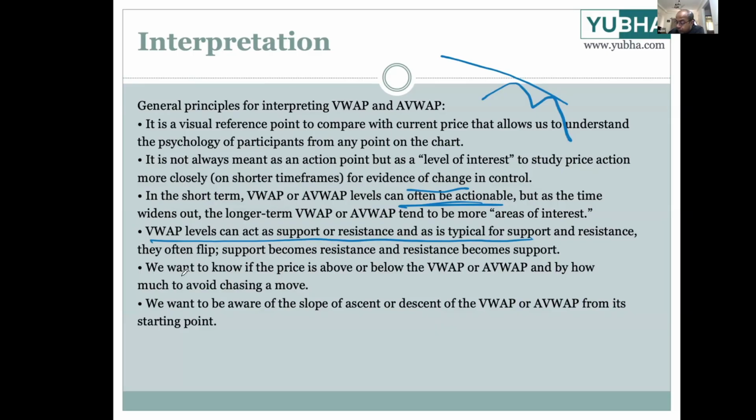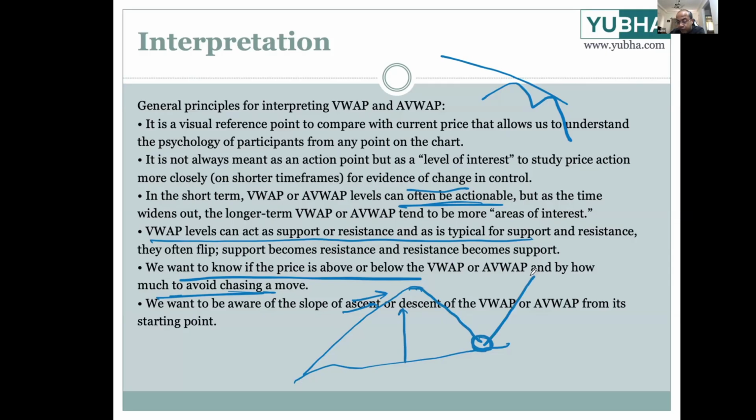We want to know if the prices are above or below the VWAP and by how much, to avoid chasing a move. And again, this is very important. If this is how the VWAP is behaving, if the prices are over here, you wouldn't want to enter a long trade at this point of time, primarily because the prices are already away from the VWAP. There's a tendency for it to first come to the VWAP, take support, and then move up.